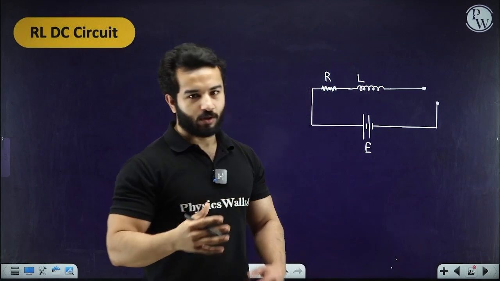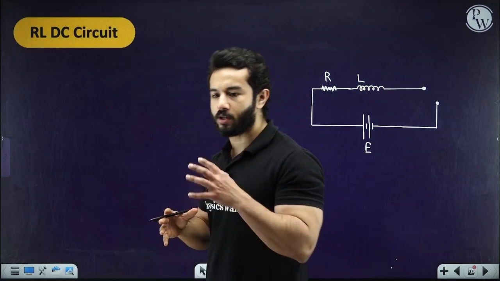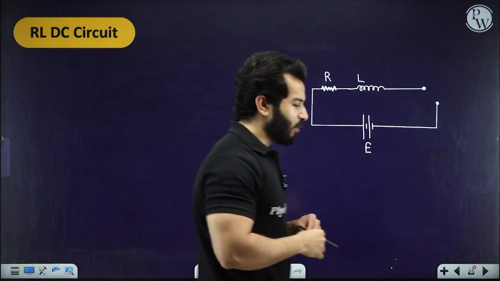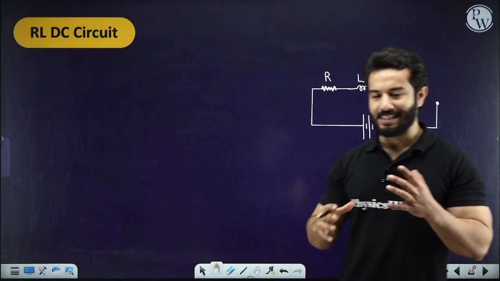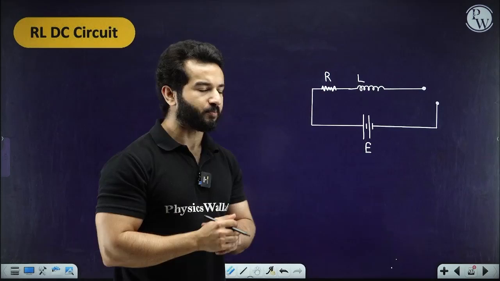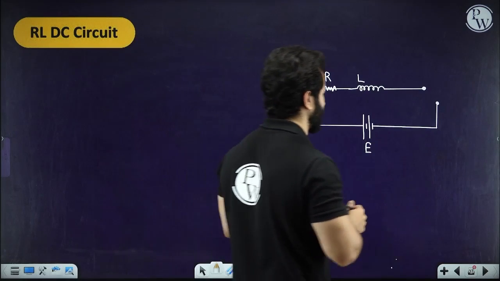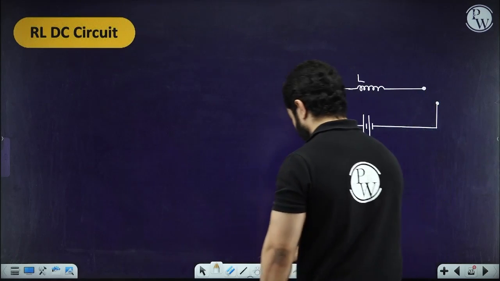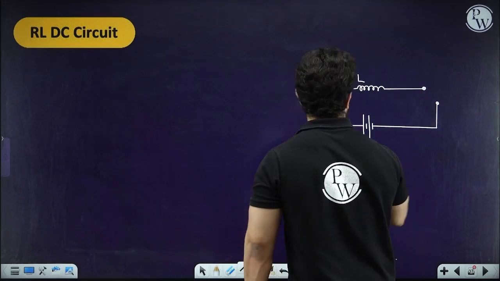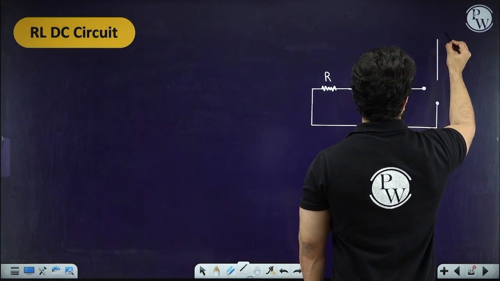What we want to learn in this particular topic is how does current behave when there is an inductor in a circuit, and what this RL DC circuit is. Having said that, this is not directly in your course, but still it's good to have some information. And let's suppose that we have got another part of the circuit over here, something like this.